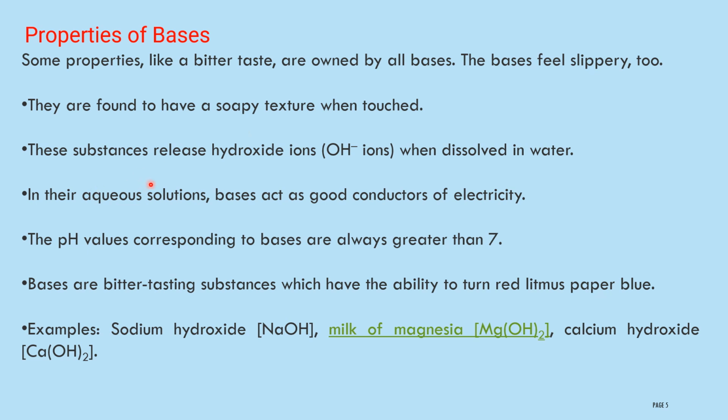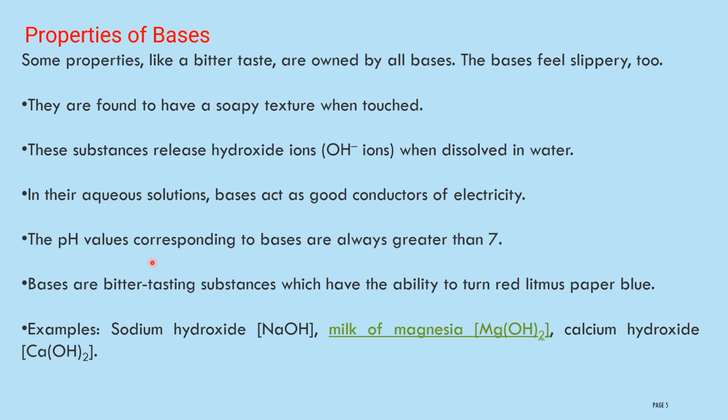Next one, these substances release hydroxide ions when dissolved in water. If you dissolve any base in water, it will produce hydroxide ions. The next one, in aqueous solution, a base acts as a good conductor of electricity. Because of the presence of hydroxide ions, it behaves as a good conductor of electricity, and the base can easily pass electricity through it.